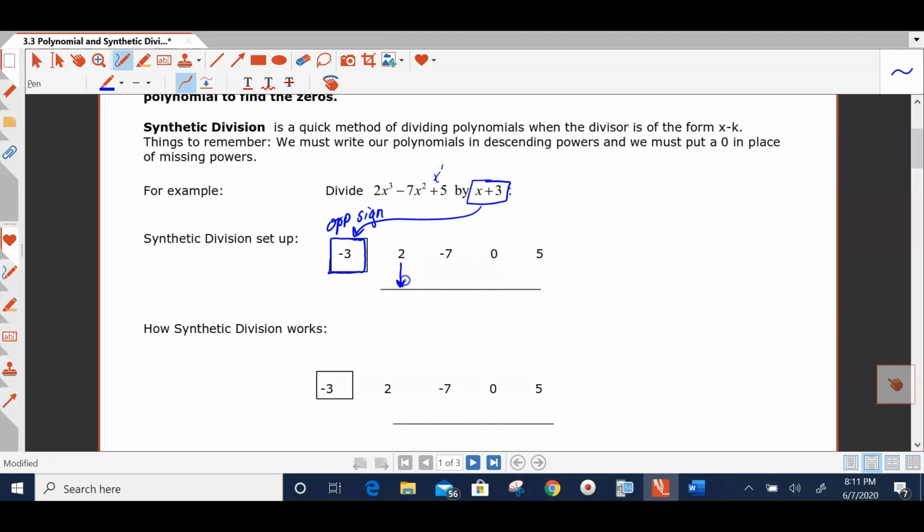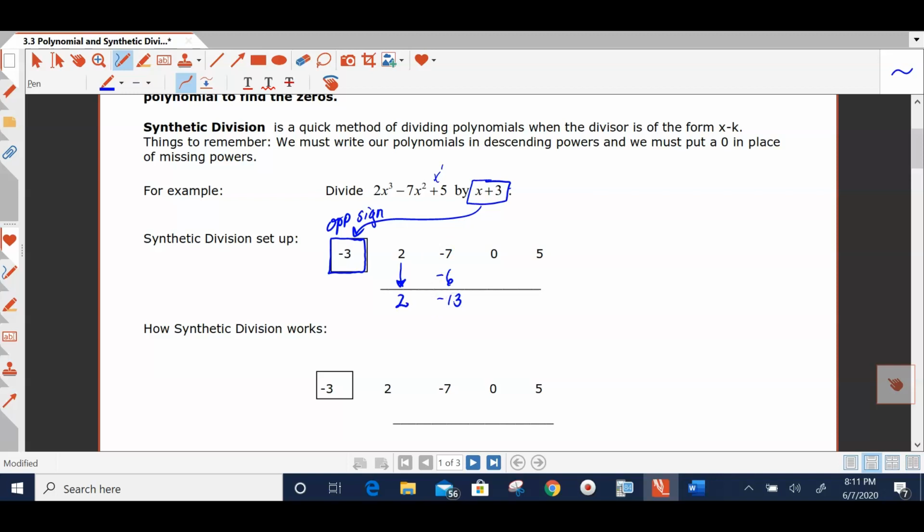To begin, we always drop this first coefficient down below the line. Now it's just a series of multiplications and additions. So we'll multiply this -3 times this 2 and put that answer right here above the line. -3 times 2 is a -6. That value will then be combined with the one right above it. So a -6 and a -7, those combine to give me a -13.